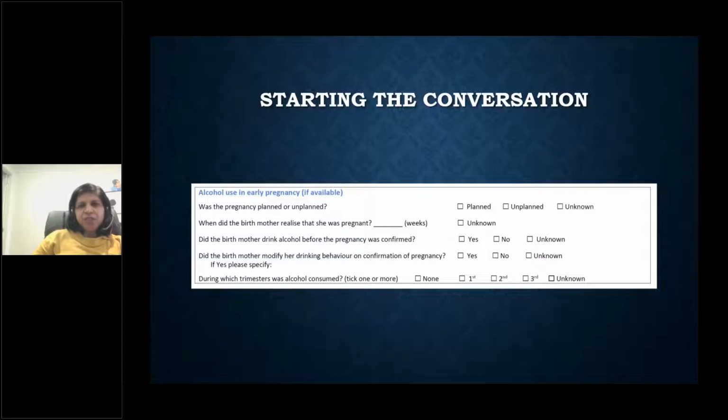Now, when we have to start the conversation, I think all of you do it every day. You have to be very sensitive to ask the questions without coming across as judgmental. And since it is sensitive information, you also need to ensure the confidentiality. You can start the conversation by asking some general questions about the pregnancy, whether it is planned or unplanned. When did she realize that she was pregnant? Was she drinking before the pregnancy was confirmed? Did she modify her drinking behavior after she found out that she is pregnant? And in which trimesters, how much quantity was she taking?